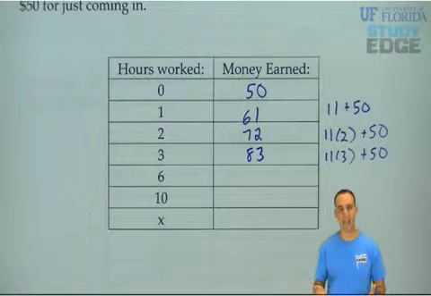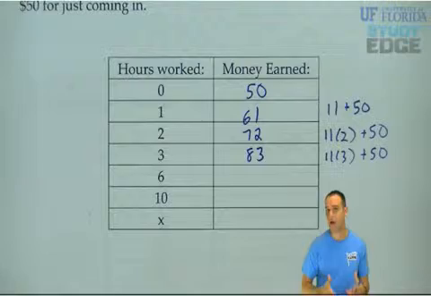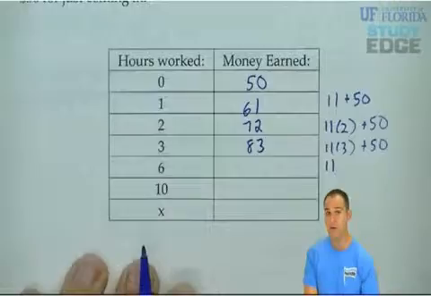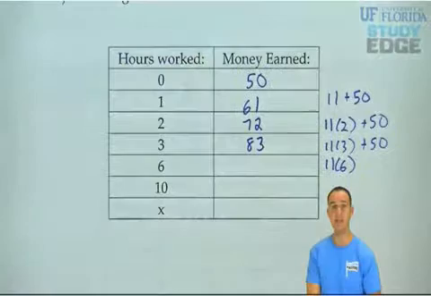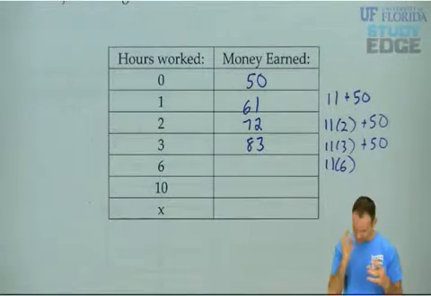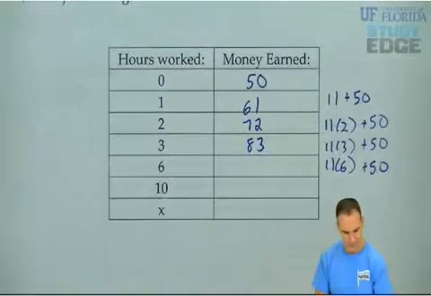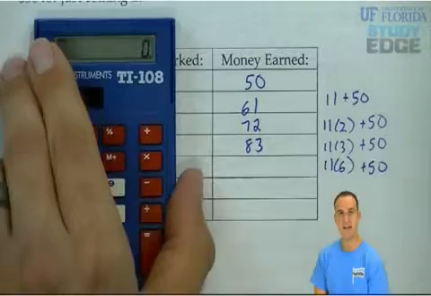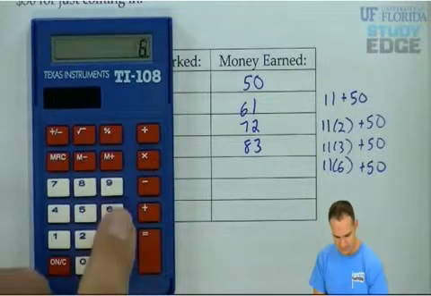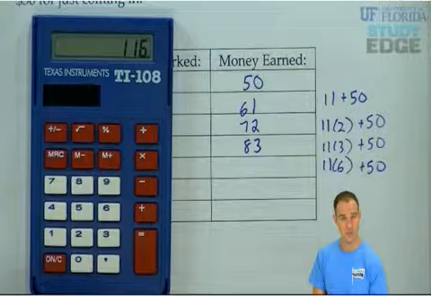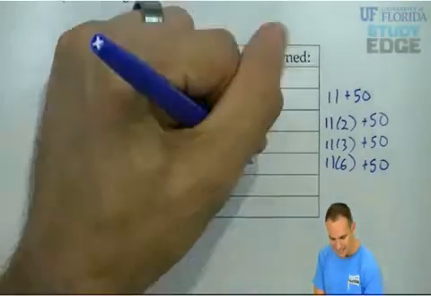What if you worked 6 hours? How would you figure that out? You're making $11 an hour for 6 hours, so you'd say, 11 times 6. And I get to add 50 on because I got called in. So 11 times 6 is 66 plus 50 is $116.